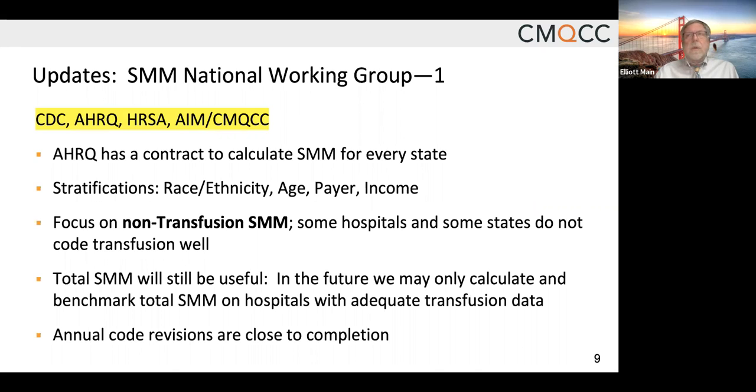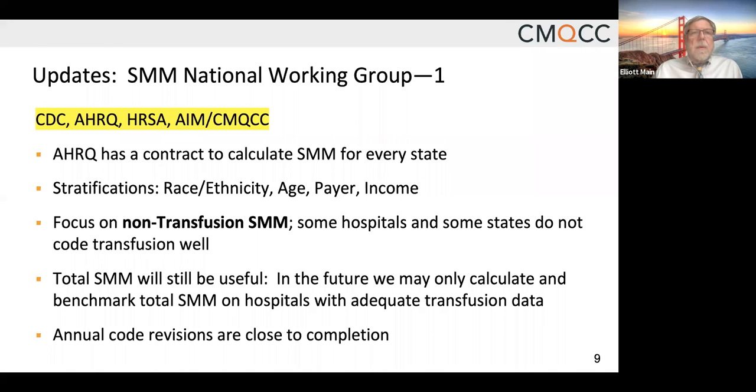So there are two working groups working on these areas right now. The first involves the CDC, AHRQ, and HRSA, and we're involved with AIM as consultants on this. As I mentioned, AHRQ is now contracted to calculate SMM. They're going to do it stratified by race, ethnicity, age, and payer, like they do currently for a number of the AHRQ measures. But they're going to focus on non-transfusion SMM. This is because some hospitals in some states are not coding transfusion very well, making that an unstable measure to look at on a national basis.